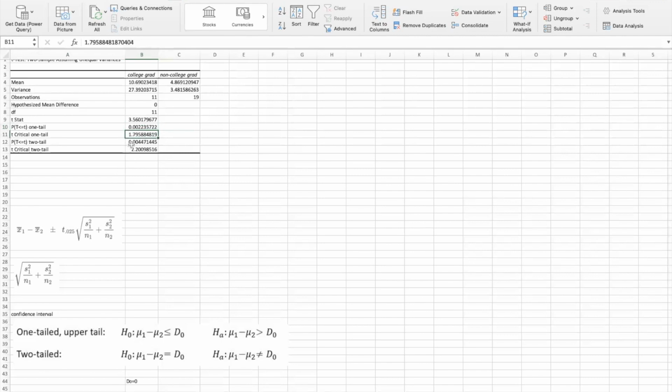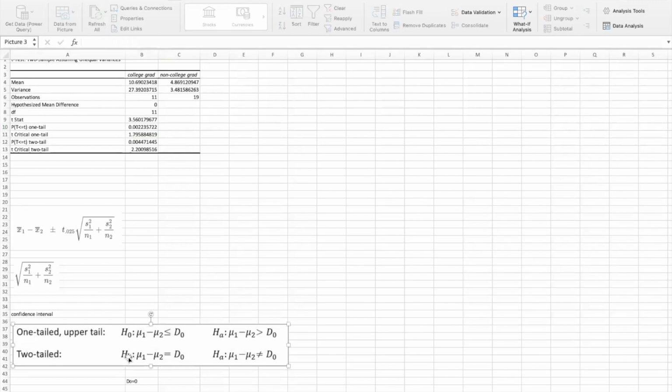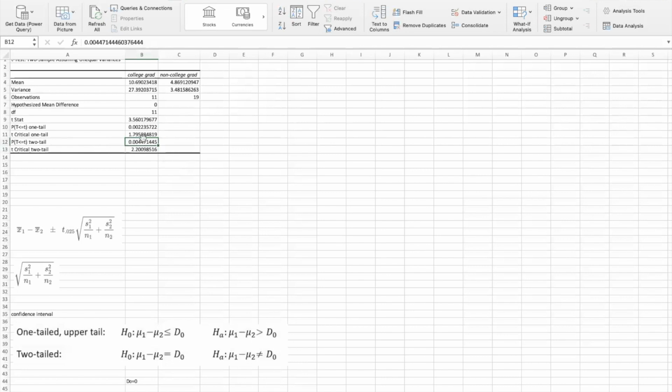And even for the two-tail test, okay, this two-tail test means there is no difference. You can see the null hypothesis here. The two-tail test tells us the null hypothesis is that there is no difference between college graduates and non-college graduates considering their average hourly wages. And our p-value here is 0.004, which also gives us sufficient evidence to reject this null hypothesis. And that means these two groups of people actually have very different average hourly wages. Okay, so from Excel, it is very easy for us to get this information.